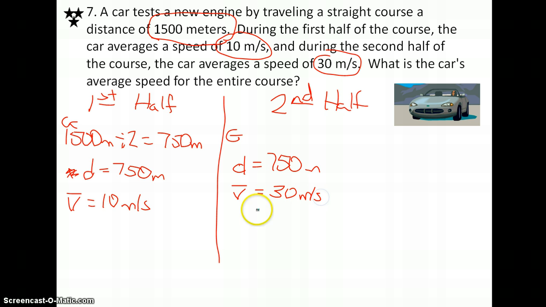So those are givens. Now, let's get back to what in the world they were asking us to find. What is the car's average speed for the entire course? Well, if you want to do average speed, we need to know the total distance, just like in the previous problem, or problem number 3, I should say. We need to know total distance over total time.